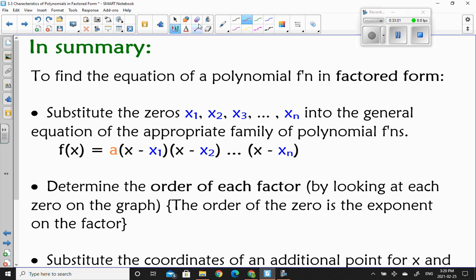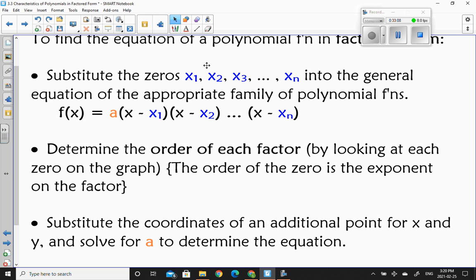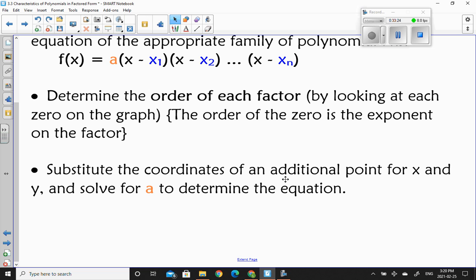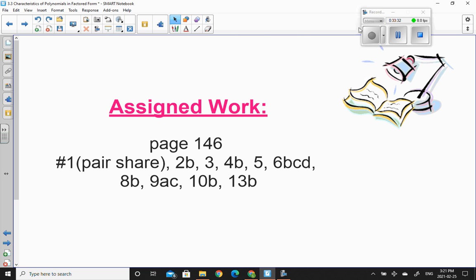So in summarizing, to find the equation of a polynomial function in factored form, you're going to substitute the zeros into the general equation of the appropriate family of polynomial functions. Determine the order of each factor by looking at each 0 on the graph. The order of the 0 is the exponent on the factor. Substitute the coordinates of an additional point x and y if you wanted to solve for the leading coefficient and find the exact equation of that function. So now you want to practice these questions.